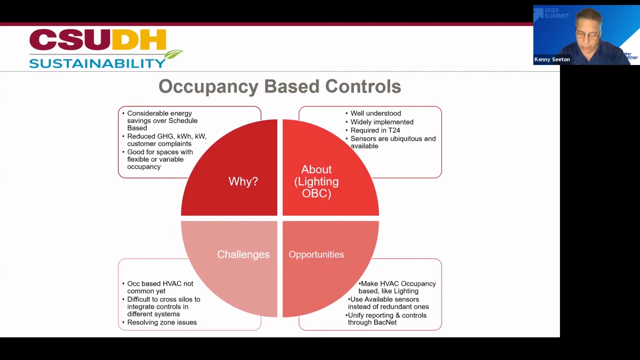Opportunities: make the HVAC occupancy-based like the lighting. Currently, there are lots of systems. We can turn the lights on and off, adjust them to the right levels, the right color, whatever we want. But we also need to be able to do that with the HVAC now. We can use the available sensors instead of redundant ones, hopefully. We can unify the reporting and controls through BACnet. Everything we bring into BACnet, the building automation system, in one place. Next.